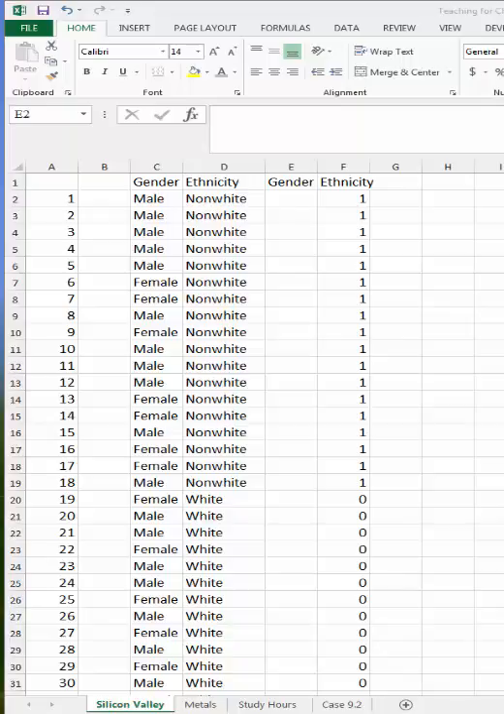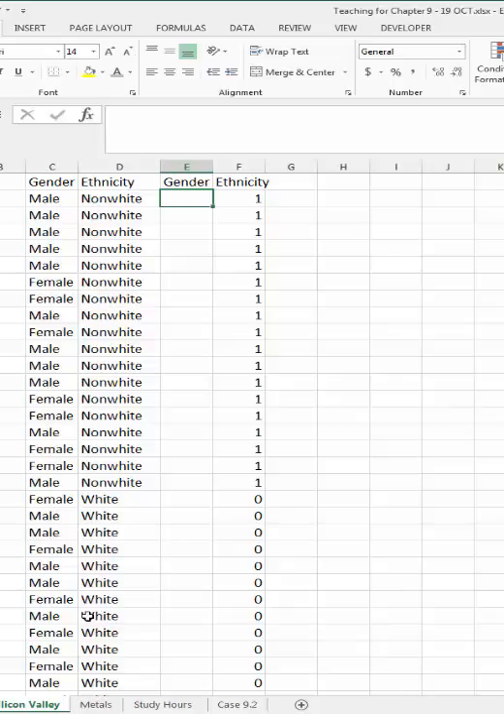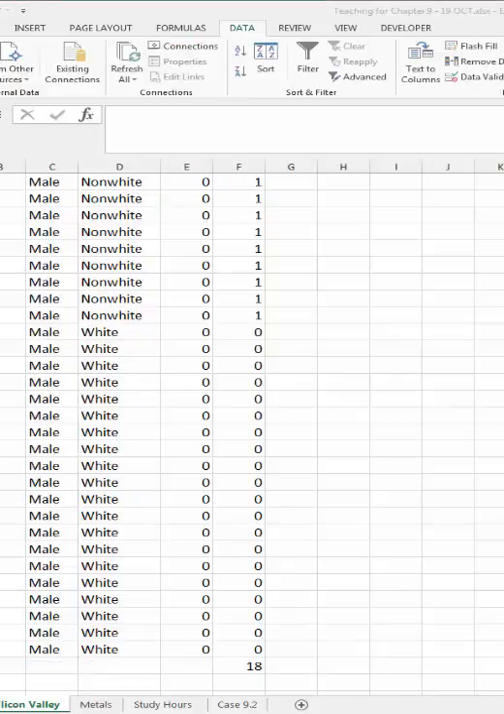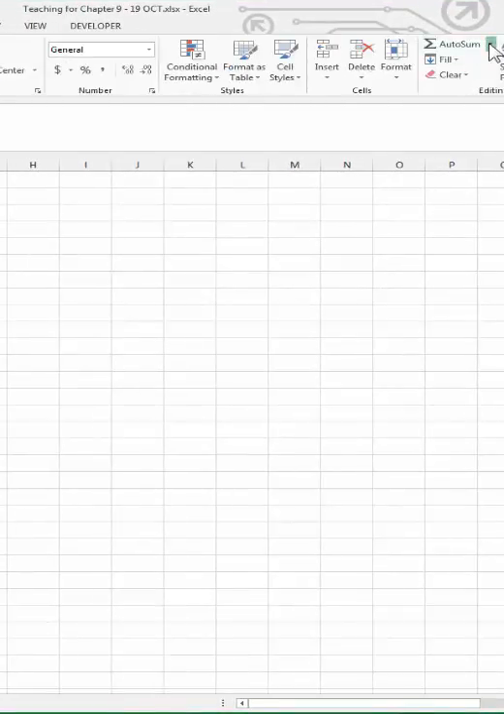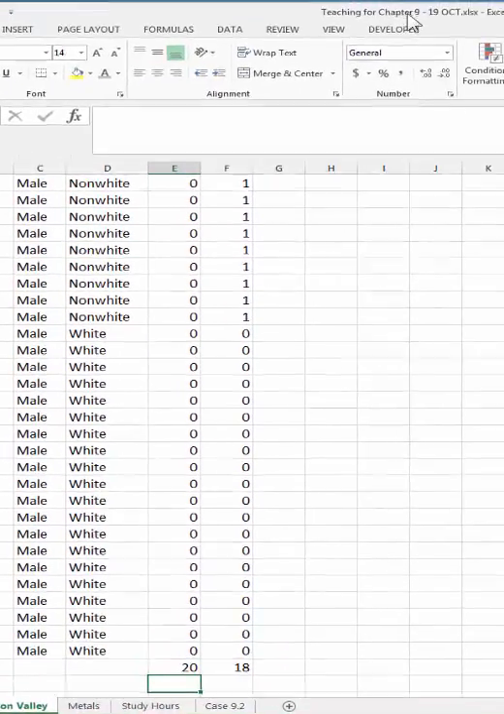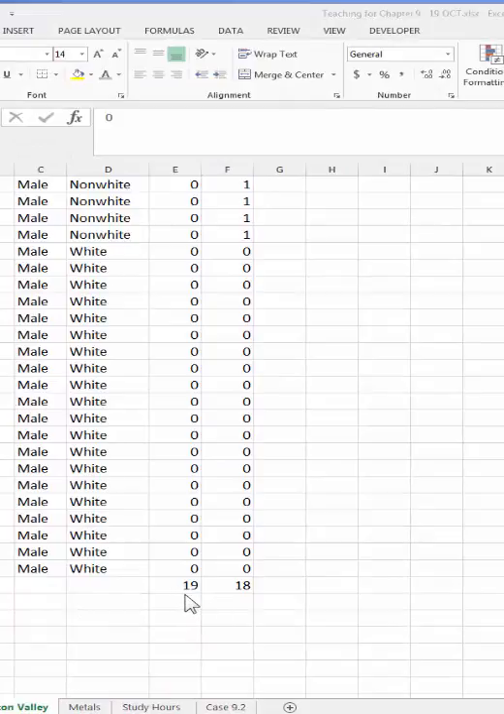First thing that you need to do is get the data. You've got to somehow come up with ones for females and zeros for males. Once you've done that, then you're going to need to sum both of these columns. So I've already summed this one, and I'm going to sum this over here by going to data. I've got to slide it over here so you can see it. So we're going to go to the Home tab and then to AutoSum, and we'll get this. So 19 for the males and females.